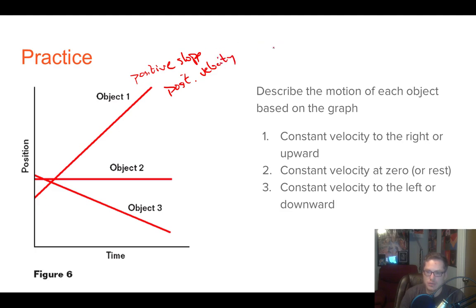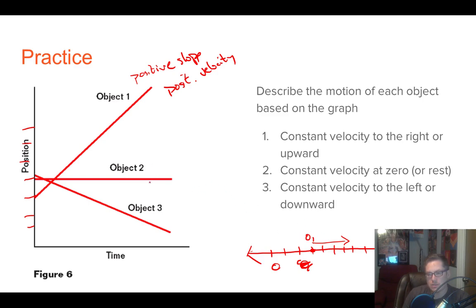Notice that his position is also positive. So if we were going to graph this on a chart, we'll say object 1 started at 3. Let's say this is 0. Object 1 is going to the right with a constant speed, so he's just traveling this way. We'll call him O1. Object 1 is traveling to the right with constant speed.